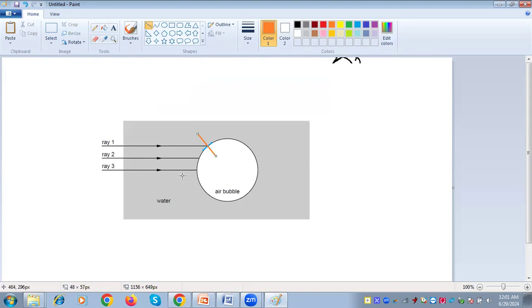Now, where is the angle of incidence? This is the angle of incidence. This is your normal. How will this ray behave? This will undergo total internal reflection because this angle is more than the critical angle mentioned in the question. So this will go this way. Same angle it will make with the normal.